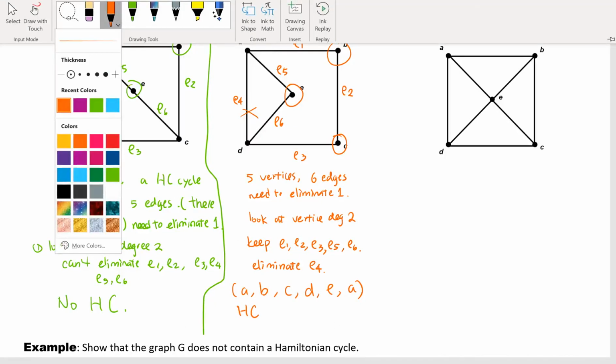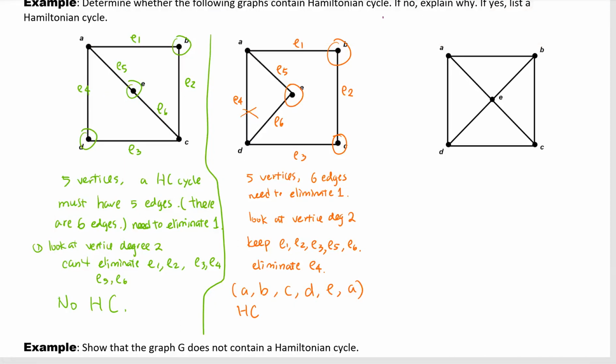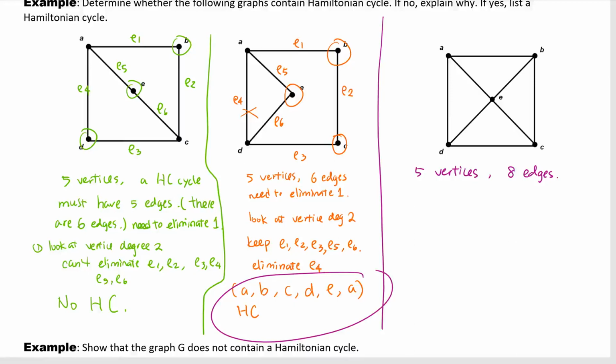Okay, let's continue. Let's change to another color here. Okay, so here let's label it. Here we have 5 vertices, right? And we have 1, 2, 3, 4, 5, 6, 7, 8 edges. Can we find the Hamiltonian cycles? Yes, actually, this one also works here. So we can do the Hamiltonian cycle.